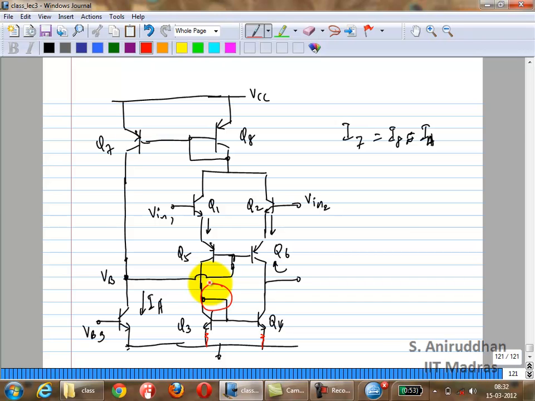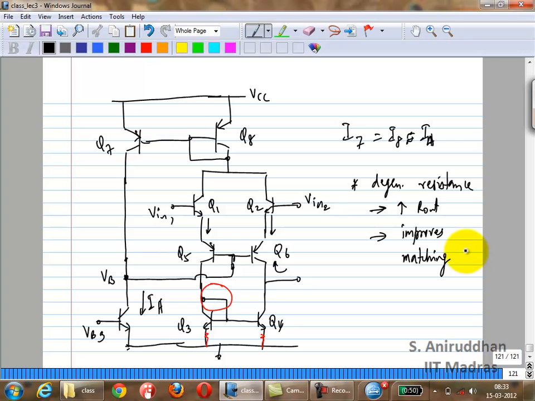Okay. Now, adding the degeneration resistance increases R out. What else does it do? What happens to the mismatch? Did you do that homework where you were asked to calculate the mismatch? Right? So it actually reduces it. Everybody remembers that? Okay. It improves matching in the current mirror.